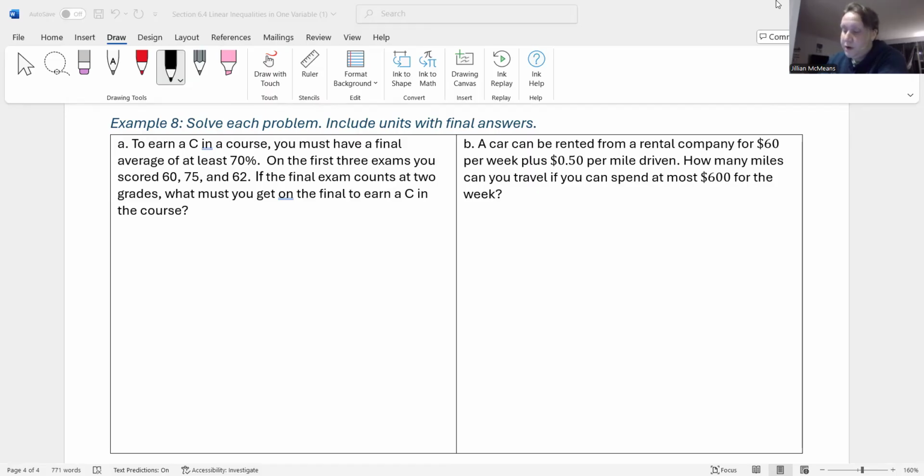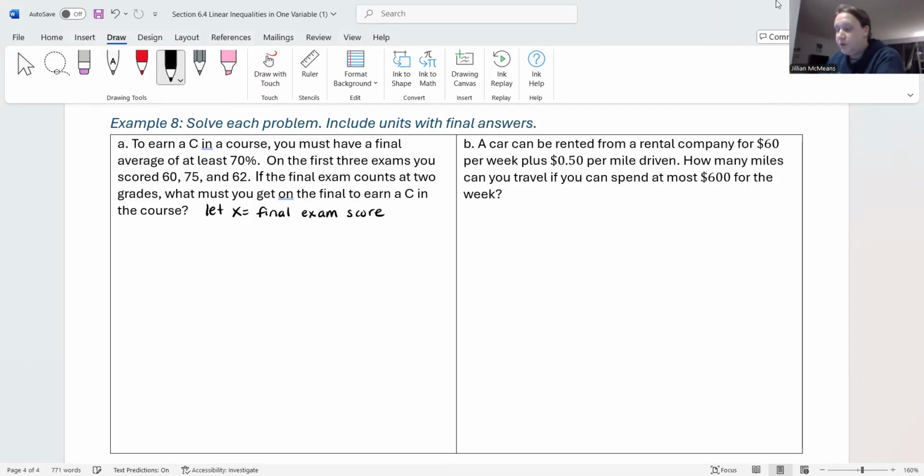Okay. Well, the first thing we want to do is assign a variable. And what we don't know here is the final exam score. So this is kind of like, I don't want to say a standard college class, but there are a lot of college classes where you have like 3 tests and a final, and that's your entire grade. So that's kind of sounding like the scenario here. So we know our 3 test scores. What we don't know is our final exam score. So we're going to let X equal the final exam score.